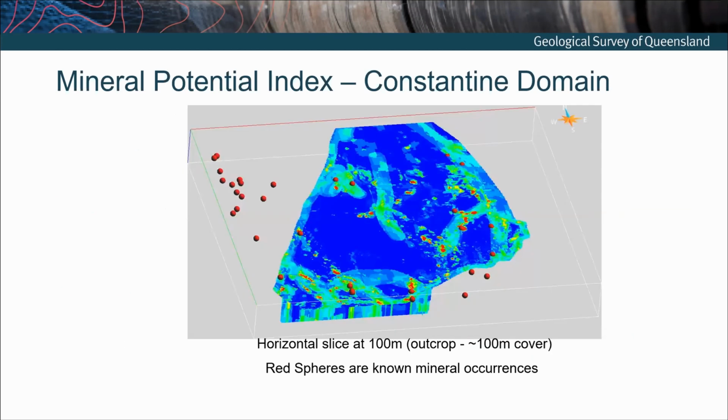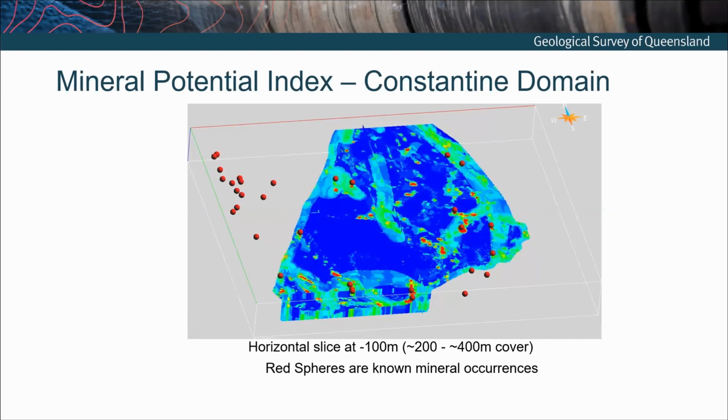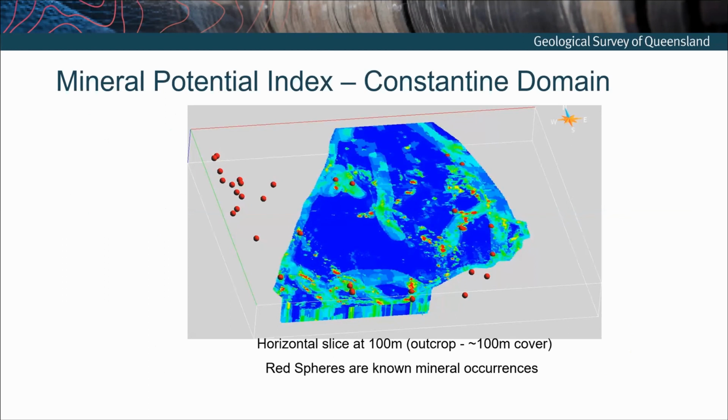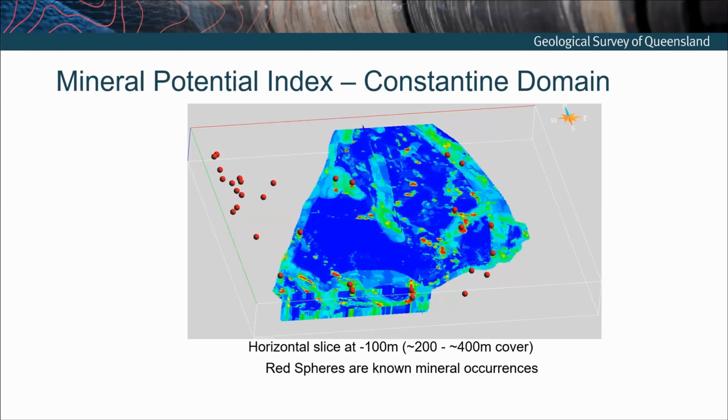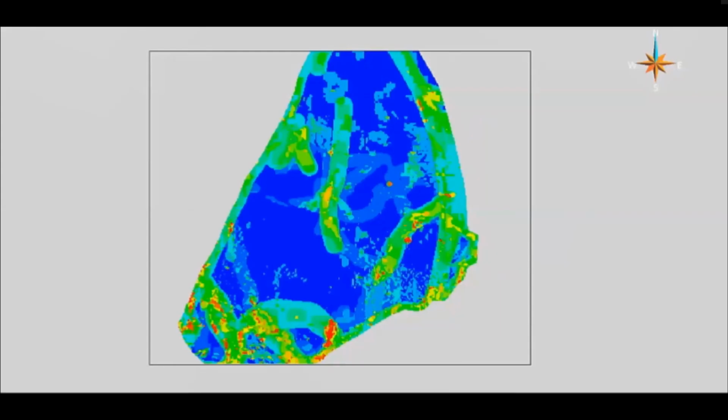Here's an example of a horizontal slice at 100 meters, which is a crop that's about 100 meters cover. The red dots are known mineral occurrences, and then as I go slightly deeper, and this is about -100 meters, you can see that between the two, things are slightly changing. So along the far right hand, which is along the Mount Margaret fault zone, you can see it's starting to get higher, and there seems to be some more targets along there now.